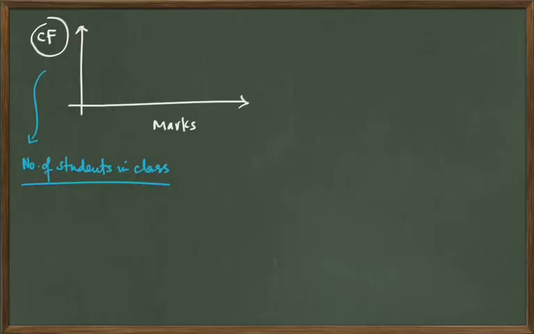Now let me change the data. The cumulative frequency is the same as before, and on the horizontal axis I'm taking the marks. Cumulative frequency is the number of students in the class. Originally our data was for that. Cumulative frequency was still the number of students, but the upper class boundary was the time taken in minutes to reach school. Now I'm using the same data and I have changed the time to the marks.